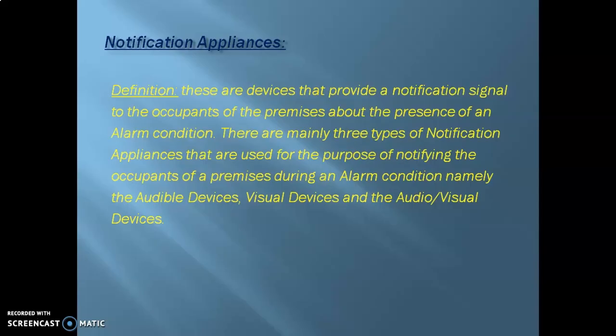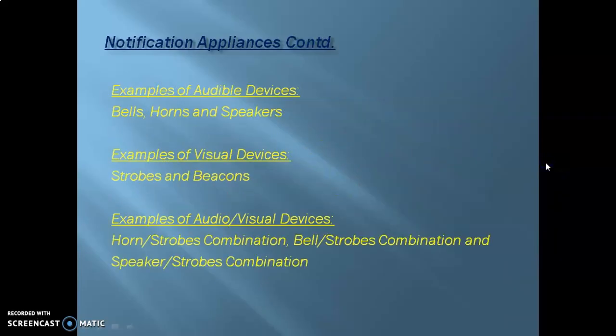Now, there are mainly three types of notification appliances that are commonly used for this purpose, namely the audible devices, the visual devices, and the audio-visual devices. Now we will discuss a few of the examples of these three types of notification appliances. Examples of audible devices will be your bells, horns, and speakers. Audible, as the name suggests, are the devices that just produce different sounds in order to notify the occupants of the premises.